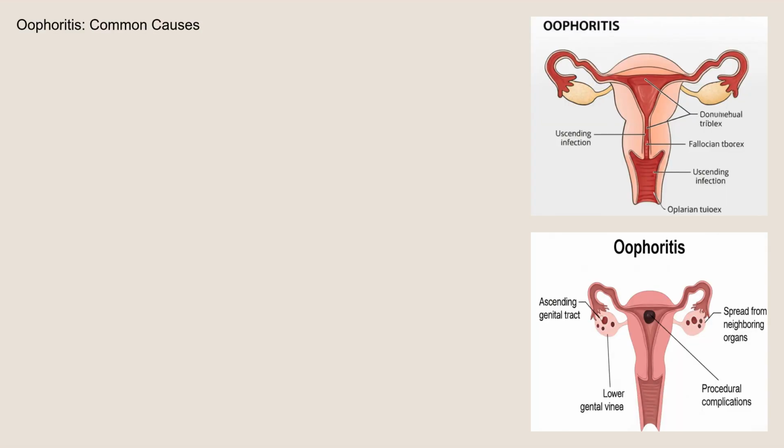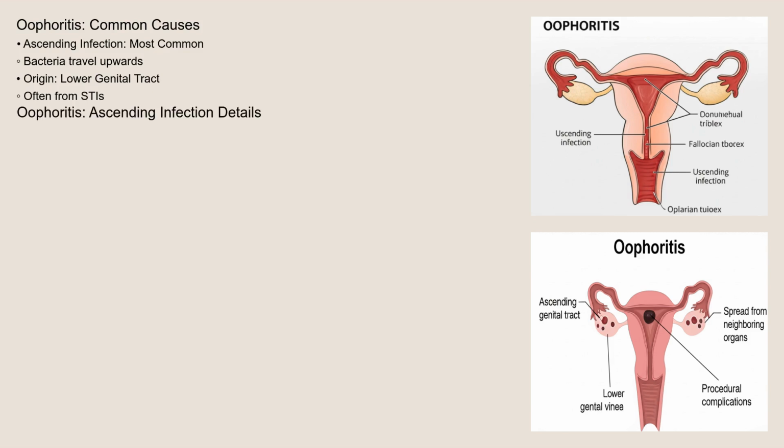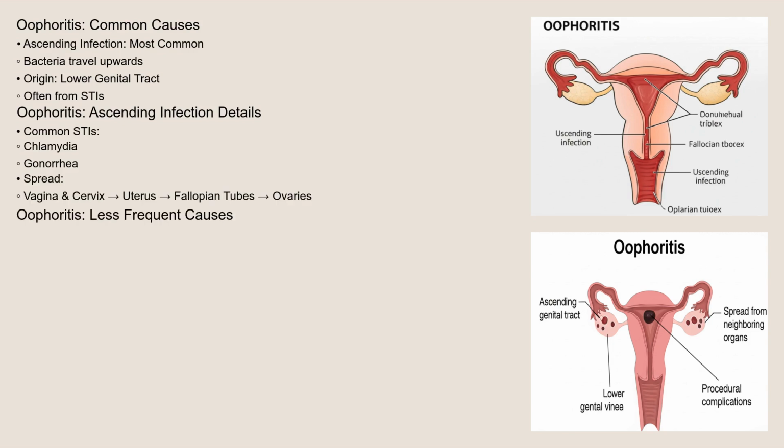The most common cause of oophoritis is ascending infection. This means bacteria travel upwards from the lower genital tract, often as a result of sexually transmitted infections like chlamydia or gonorrhea. These infections can spread from the vagina and cervix to the uterus, fallopian tubes, and eventually the ovaries. Less frequently, oophoritis can arise from infections spreading from nearby organs or from complications following certain medical procedures.